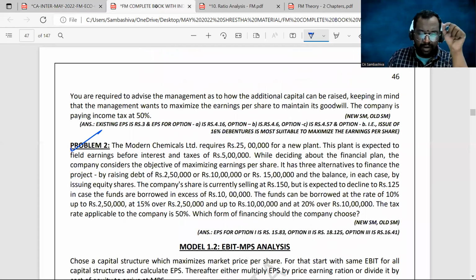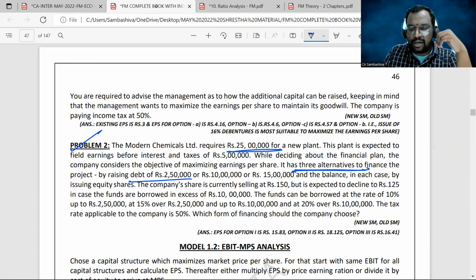So same model we have done here. We require 21 lakhs for the new plant. Are you following? And you have three financing alternatives, right? First one, by raising a debt of 2,50,000. So out of 21 lakhs, you are raising through debt 2,50,000. Remaining 22,50,000, you have to raise through equity.